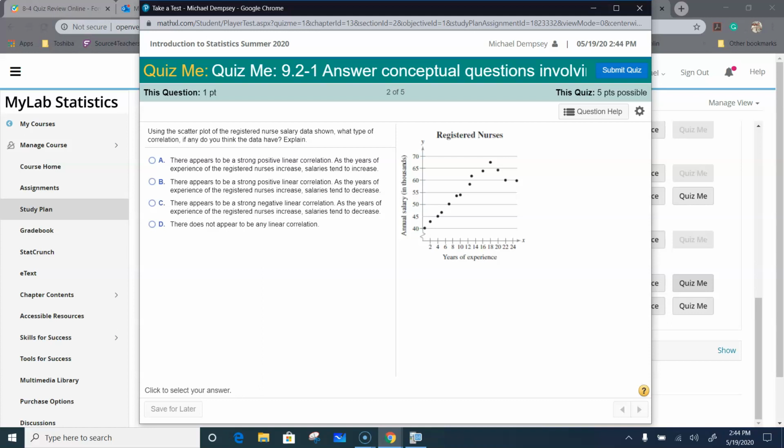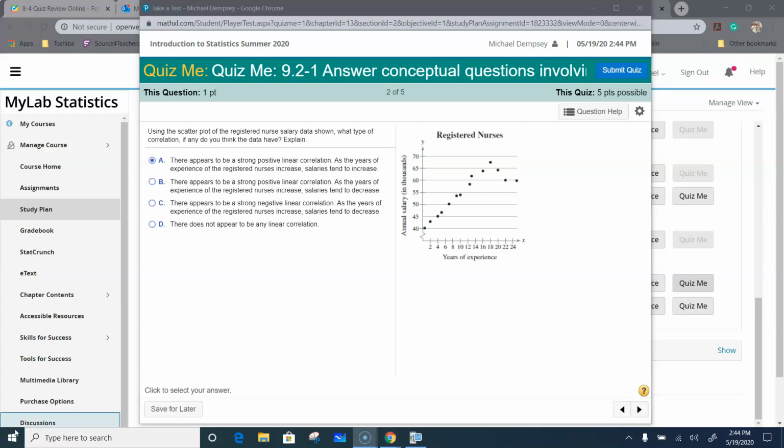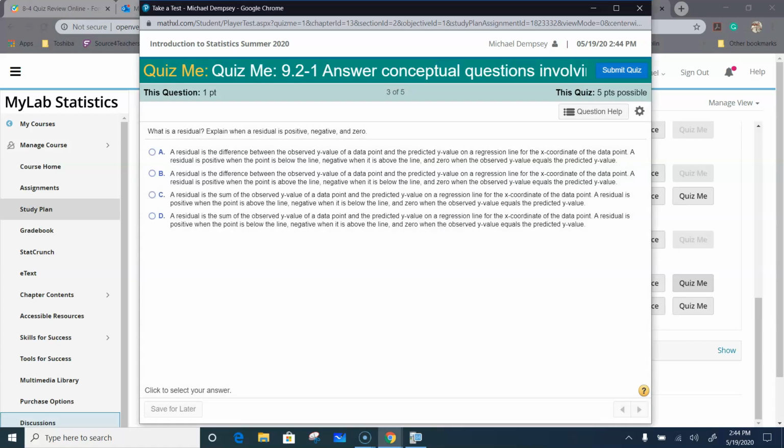What type of correlation, if anything, do you think that they have? Really have to read these carefully. This is strong positive linear correlation. B almost reads exactly the same, but it says as one increases, the other decreases, and we would not have that with a positive correlation.